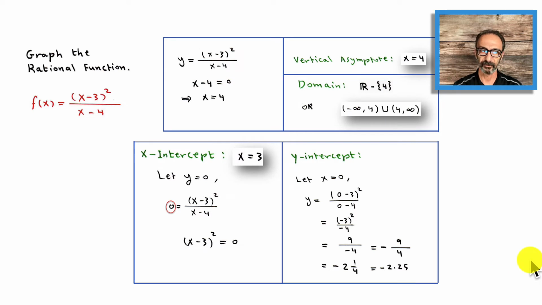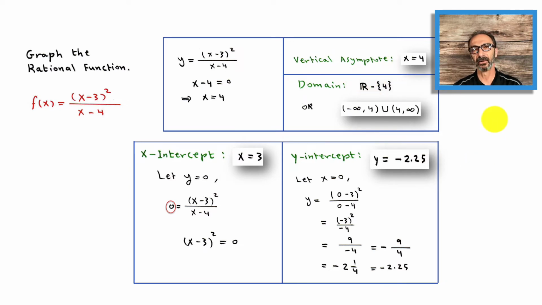We're going to summarize everything when we get to the graph. There is more to this problem, but I don't want to squeeze everything onto one slide. So far we have the vertical asymptote, the domain, which relates to the vertical asymptote, and we talked about the x-intercept and the y-intercept. The y-intercept right here is y equals negative 2.25. We talked about the vertical asymptote.